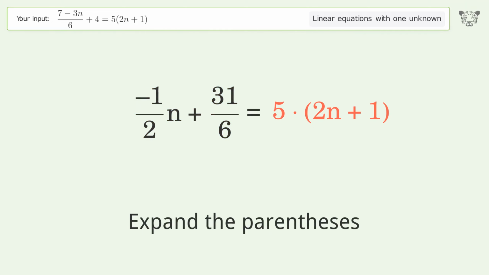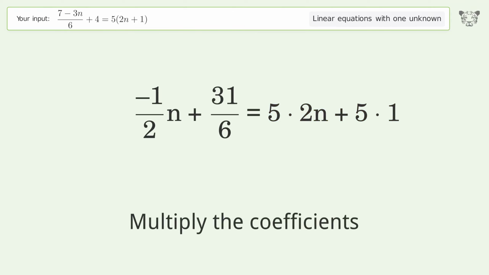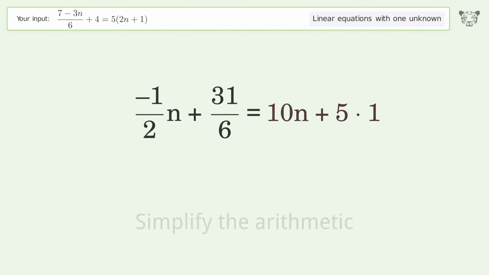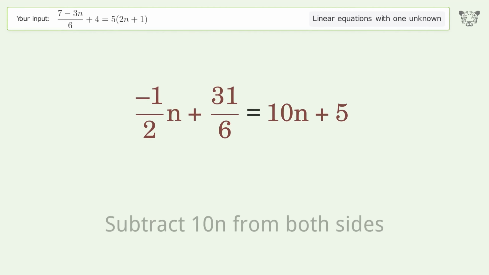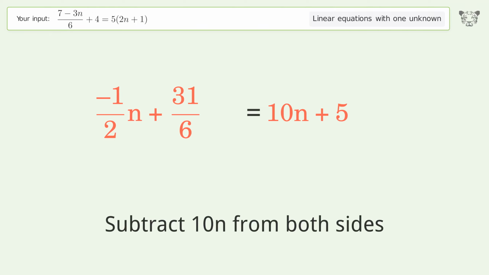Expand the parentheses. Multiply the coefficients. Simplify the arithmetic. Group all n terms on the left side of the equation. Subtract 10n from both sides.